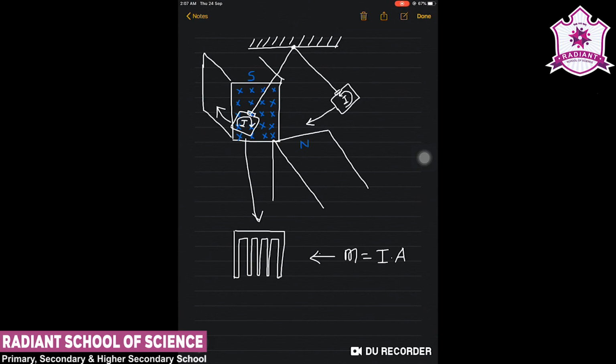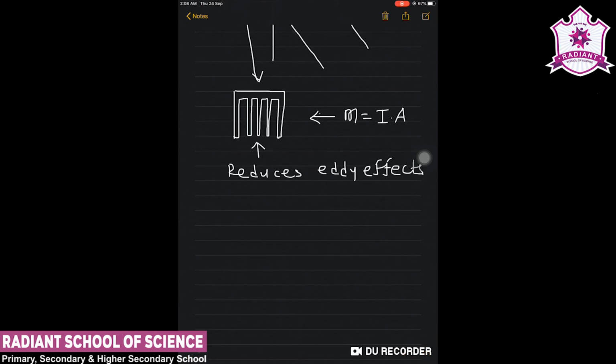We have studied that magnetic moment equals current into area. Now, this fact is helpful in reducing eddy current in the metallic cores of transformers. So by making these types of slots, we can reduce eddy current or eddy effects in certain devices like transformers.